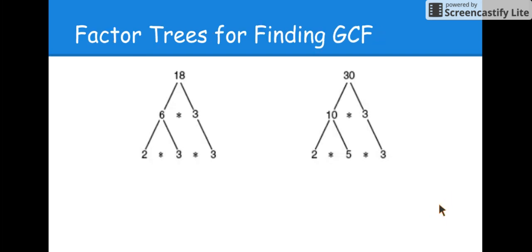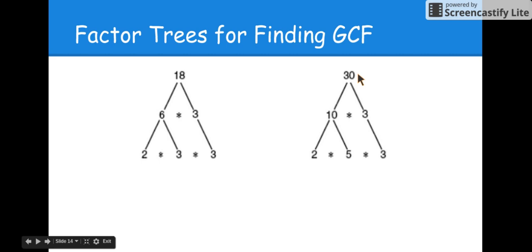So to do that, we made factor trees of the numbers 18 and 30. Here 18 is broken up into factor pairs, 6 times 3. Then this 6 is broken up into 2 times 3. So the prime factorization of 18 is 2 times 3 times 3.